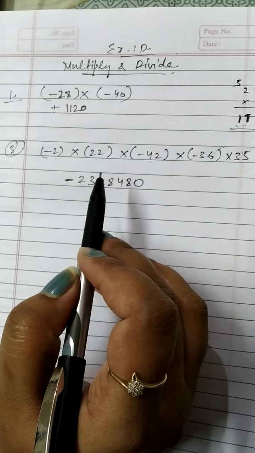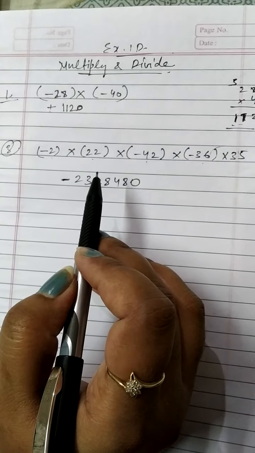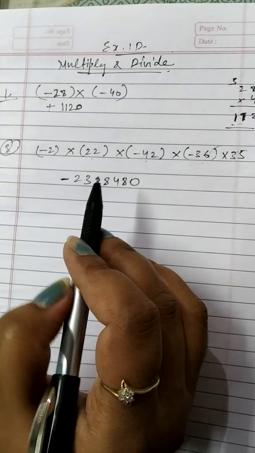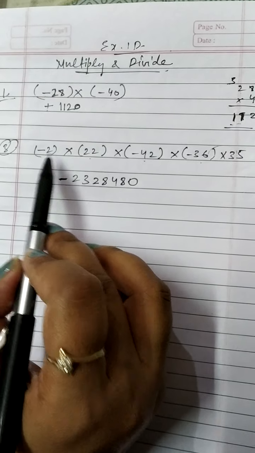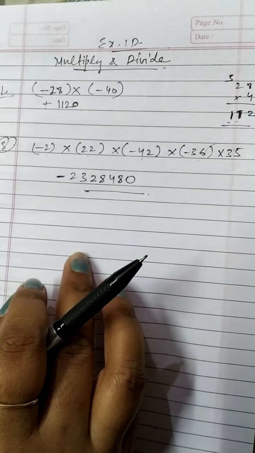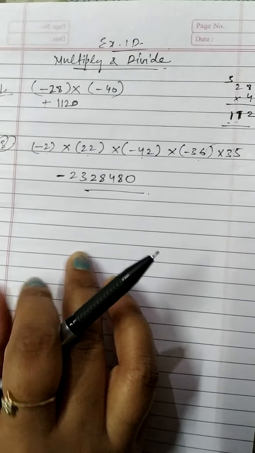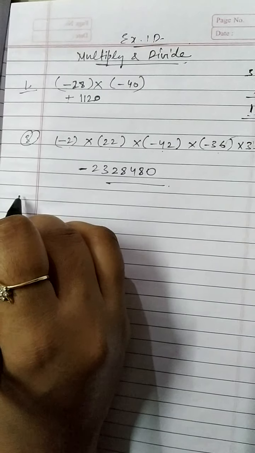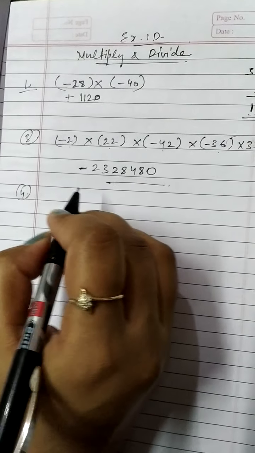So that is why an even number of minus signs is always plus, and an odd number of minus signs is always negative. So here there were 3 odd minus signs. That is why the answer is negative. So in this way you decide the sign of those integers when you have so many to multiply.